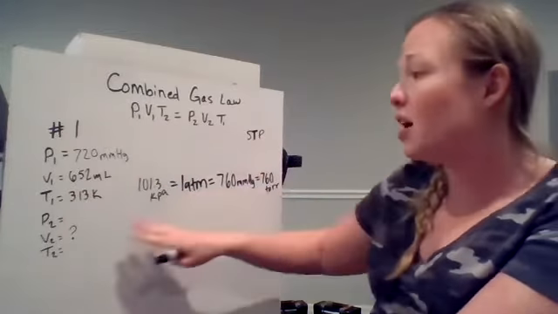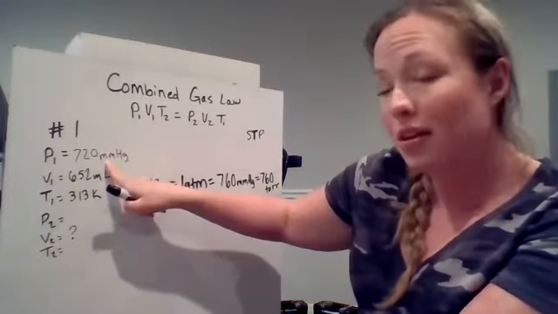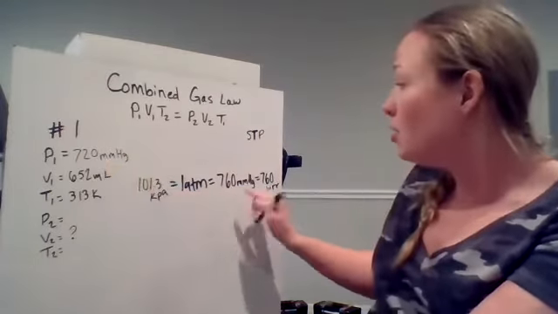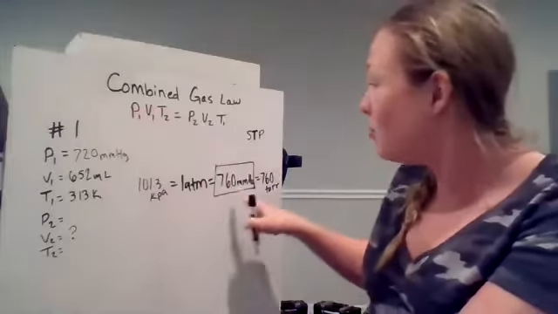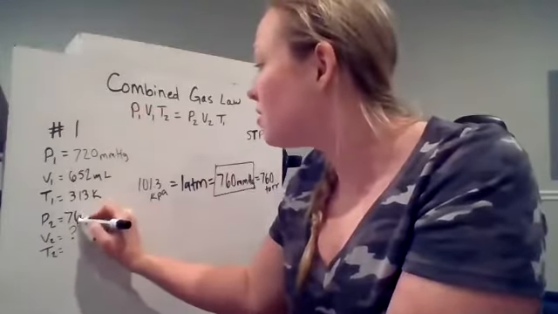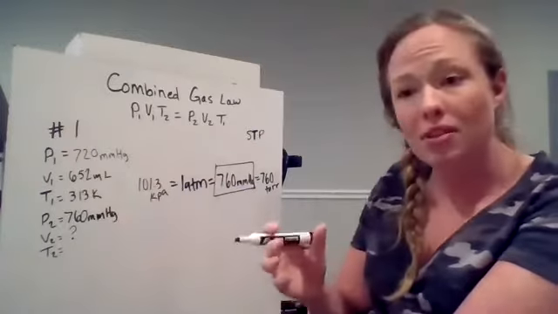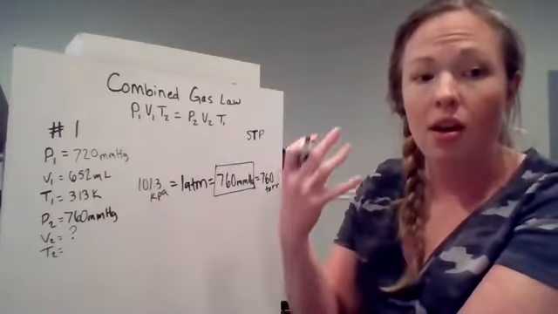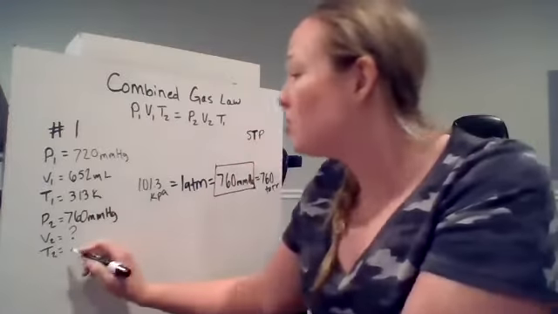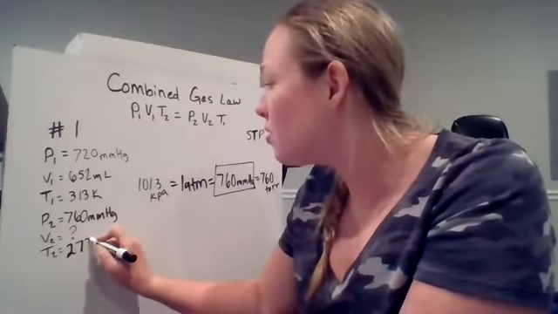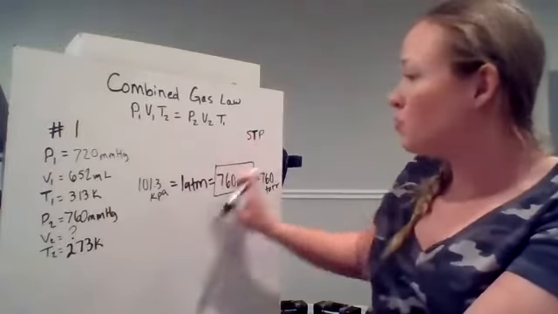So one of these I'm going to use for my P2, but which one? Well, my P1 is in millimeters of mercury. So I'm going to choose the standard pressure that matches the one already in the problem. I'm going to choose 760 millimeters mercury to make my life easier so I don't have to convert anything. Does that make sense? Hope so. Okay, and standard temperature is 273 Kelvin. So standard temperature, standard pressure.